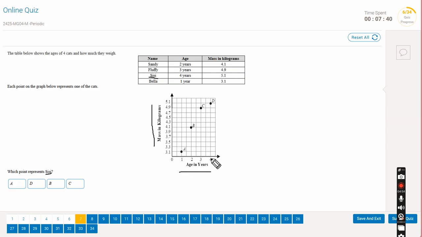So we'll choose 4 years here. We'll go to 4 years first, where it's the x-axis. Always try to go on the x-axis first and then extend it to the y-axis. You see here is 5.1, which is D. So I'll be choosing D here.